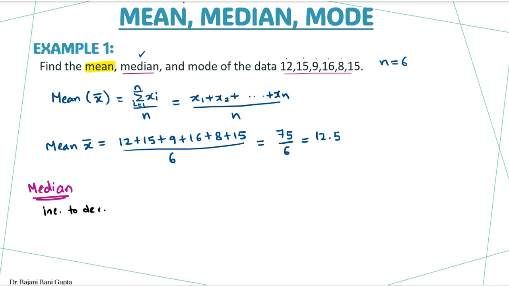Okay, so let's start with the first number. See, the smallest number here is 8. So let's write first 8. 8 is gone. Then what number we have next? 9. Okay, after 9, what you have? 12. And then after 12, you have 15, which is coming 2 times. So 15, 15. If the number is repeating twice or thrice, you have to write it the same number of times. And then 16. So count how many are there? 1, 2, 3, 4, 5, 6. So total are 6. So we counted all of them.